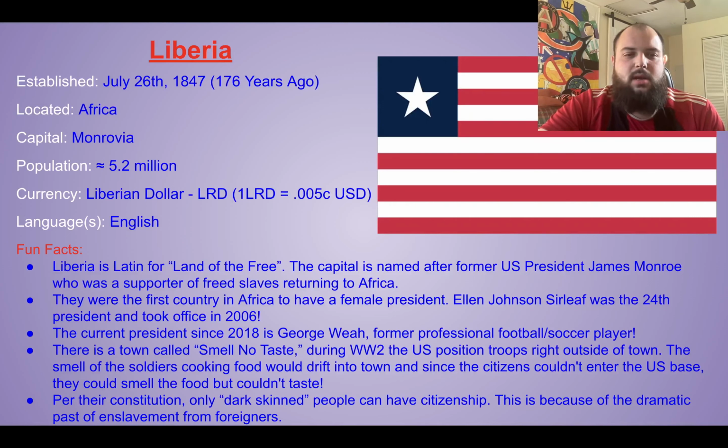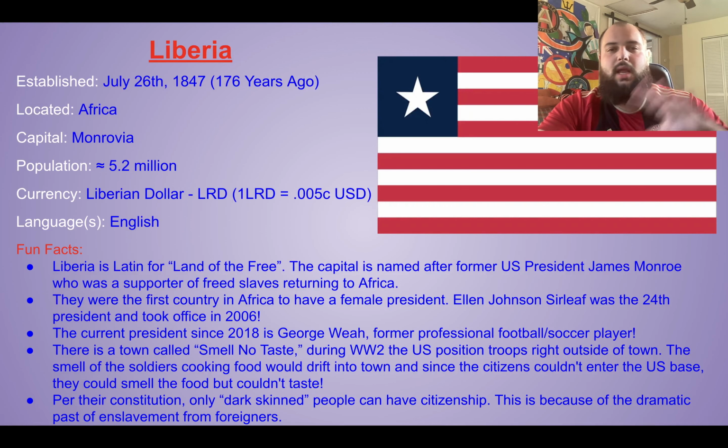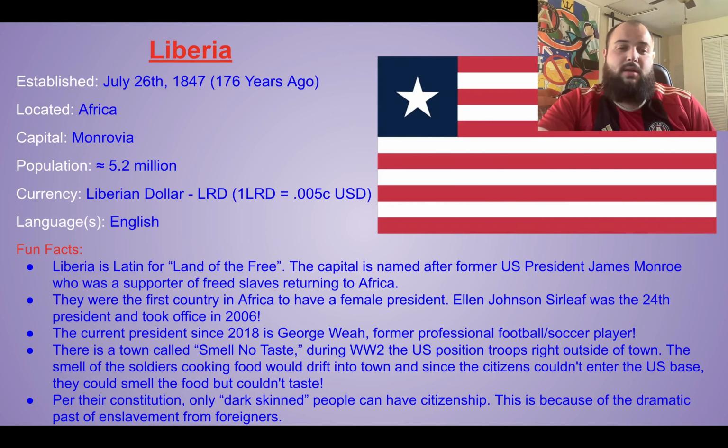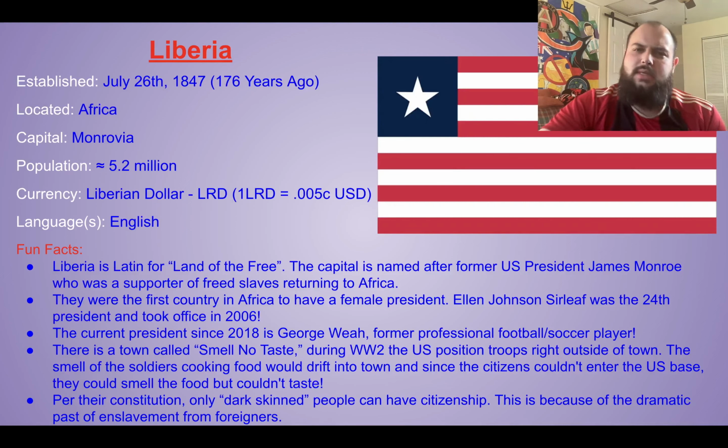So, fun facts. Liberia is Latin for land of the free, which I thought is kind of funny. As you can see, there are a lot of similarities from the United States to Liberia, even down to the name. Liberia, like I said, is Latin for land of the free. And the capital is actually named after former U.S. President James Monroe, who was a supporter of freed slaves returning to Africa. So not saying he was like, slaves need to go back to Africa where they came from, right?